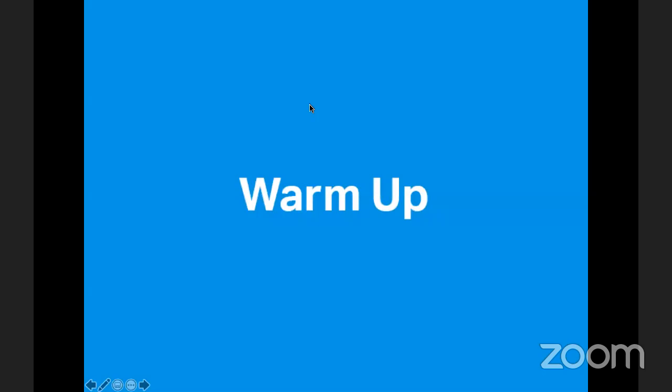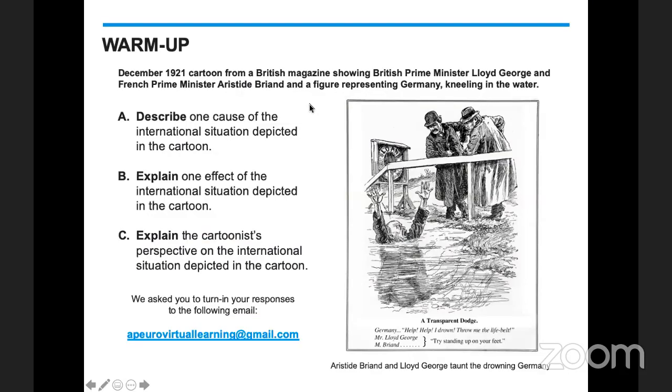Okay, so for our warm-up, we left you yesterday, just yesterday, with this practice. So this was from the 2018 exam. The cartoon is from December 1921, a cartoon from a British magazine showing British Prime Minister Lloyd George and French Prime Minister Aristide Briand and a figure representing Germany kneeling in the water. And there's a caption on the cartoon, a transparent dodge.